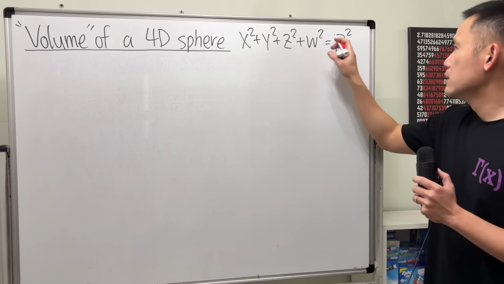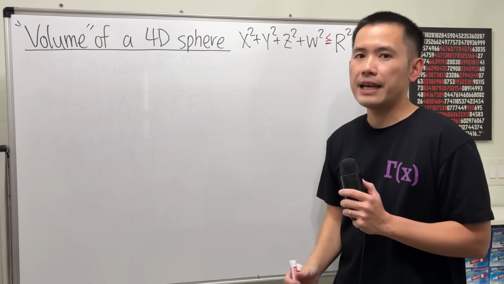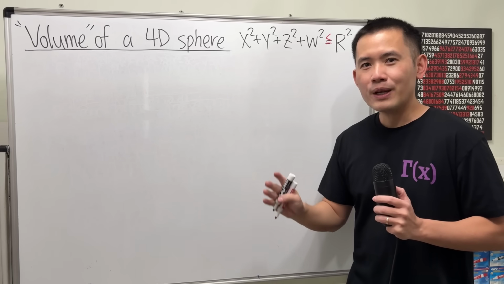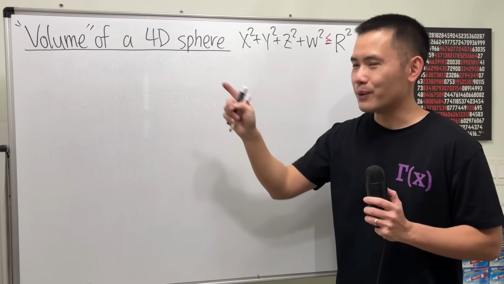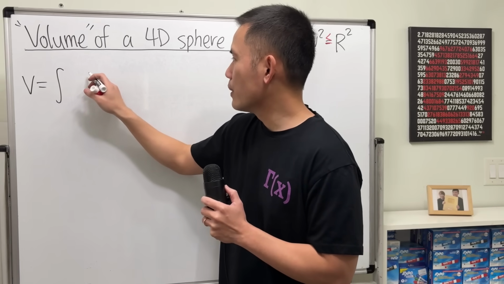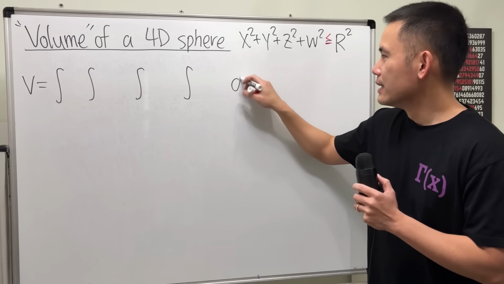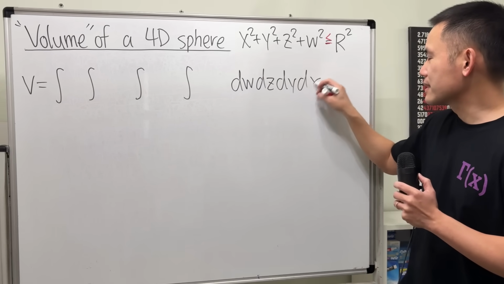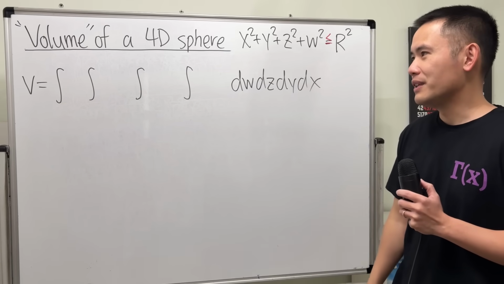If you want the volume, some of you may want me to put less than or equal to, that's fine too. So we want the things inside. For this, we'll be using a quadruple integral to find such a volume. Let's do it. So V is equal to the integral, integral, integral, integral, and then let's do dw, dz, dy, dx. We just have to integrate one, so it's pretty much the extension of the 3D idea.